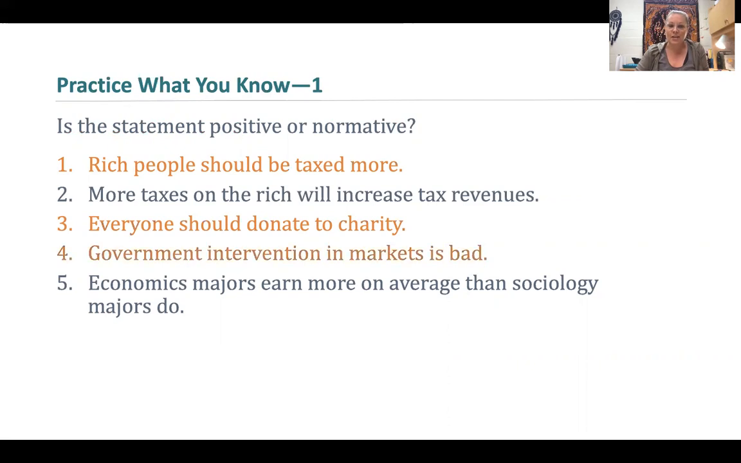And finally, number 4 is also a normative statement. Government intervention in markets is bad. This is stating a perspective on what is good or bad, what is better or worse, and these things are normative statements. Number 2 and number 5 are facts that can be validated and checked using models and data.